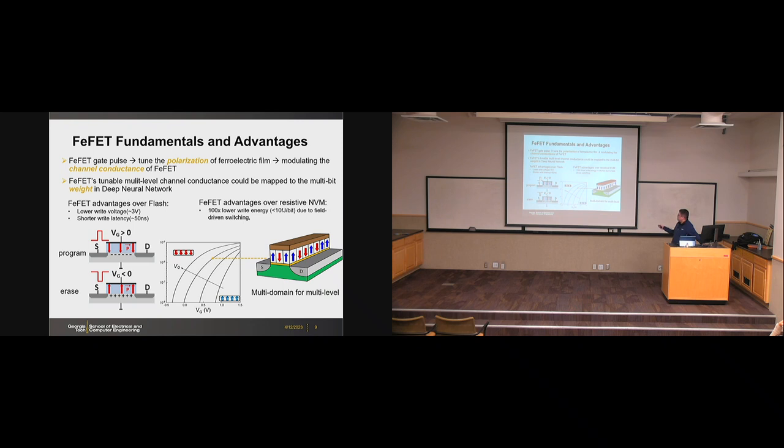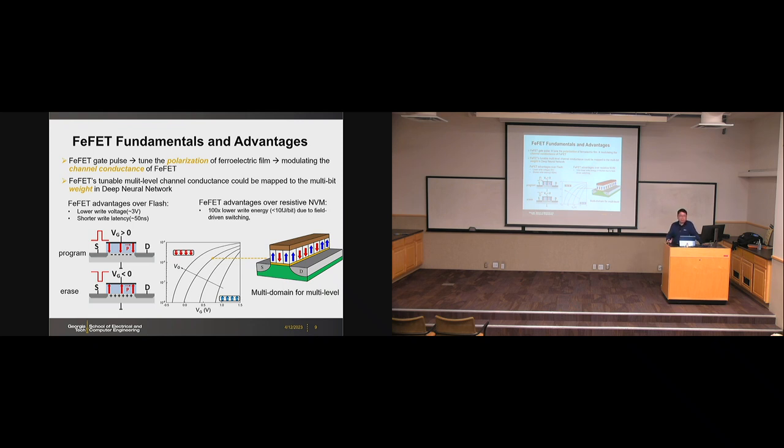Therefore, you can have a combination of pointing up and pointing down domains. Therefore, you can achieve this intermediate state depending on how many domains are pointing up or how many domains are pointing down. So you can have multi-level states in the IDVG characteristics.